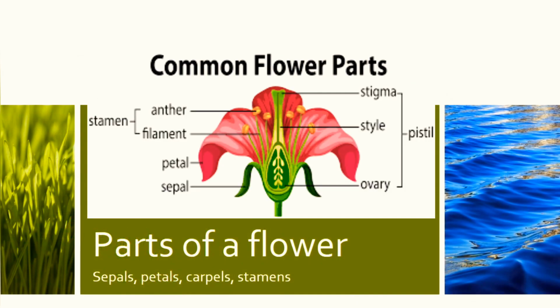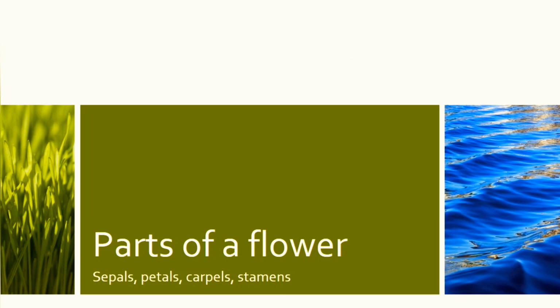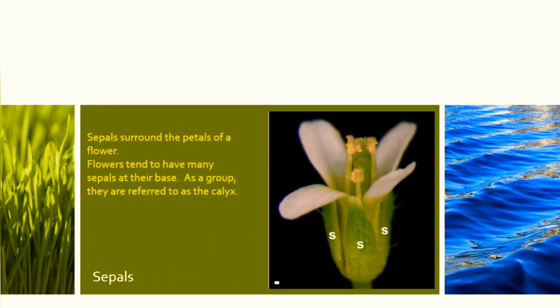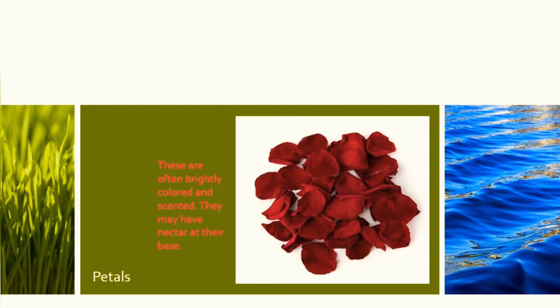Now we will study parts of a flower, which are sepals, petals and carpels. Here is sepal, sss. Sepals surround the petals of a flower. Flowers tend to have many sepals at their base. As a group, they are referred to as calyx. Petals are often brightly colored and scented. They may have nectar at their base. They are also called corolla.